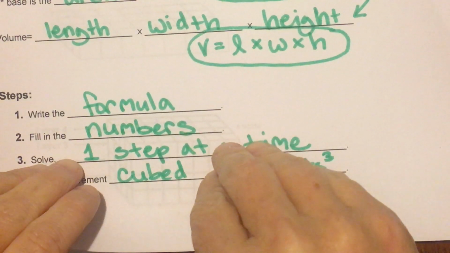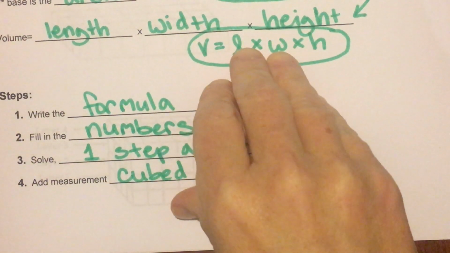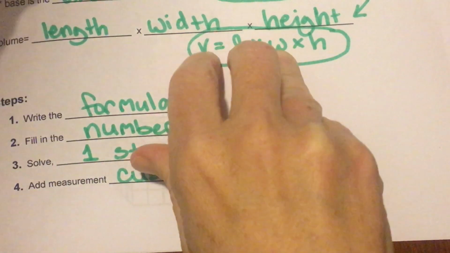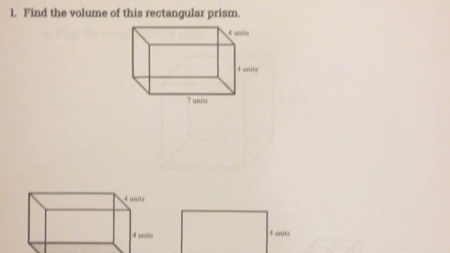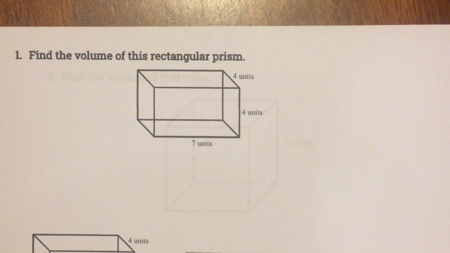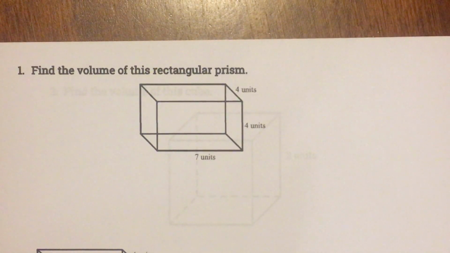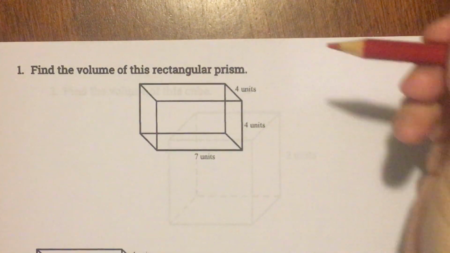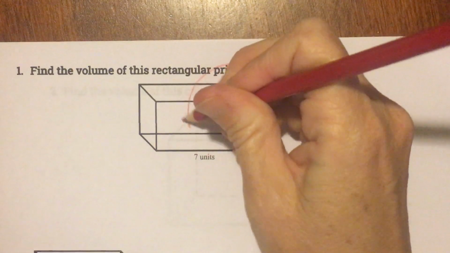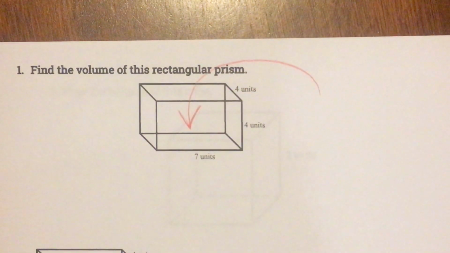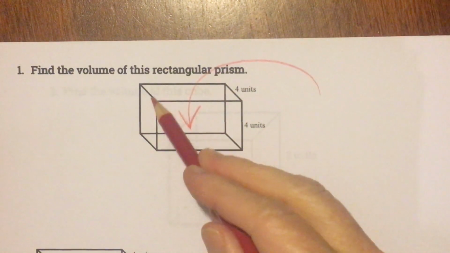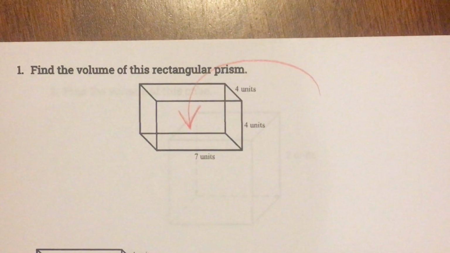Okay, so what does volume really look like? I'm going to explain it a little bit more in detail. My modeling looks a little different today because I wanted to show you a lot. So here's my first problem. It says find the volume of this rectangular prism. Before I get started, remember, volume means how much can fit inside. That's what they're asking you. How much room is inside that box? And notice this is my rectangular prism, my box.